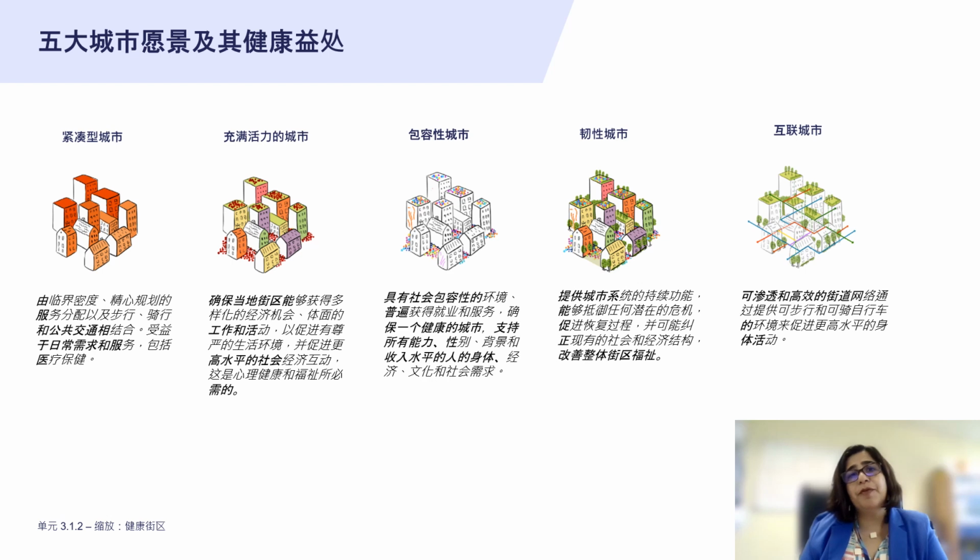The resilient city provides continuous functionality of urban systems that are able to withstand any potential crisis, facilitate the recovery process, and may correct existing social and economic weaknesses, improving overall community well-being. For example, advancing food security by promoting urban agriculture brings multiple benefits to public health, from access to fresh food to increasing green coverage. The 5 city visions, when combined, help in achieving equitable, healthy environments, considering all the dimensions of urban health.